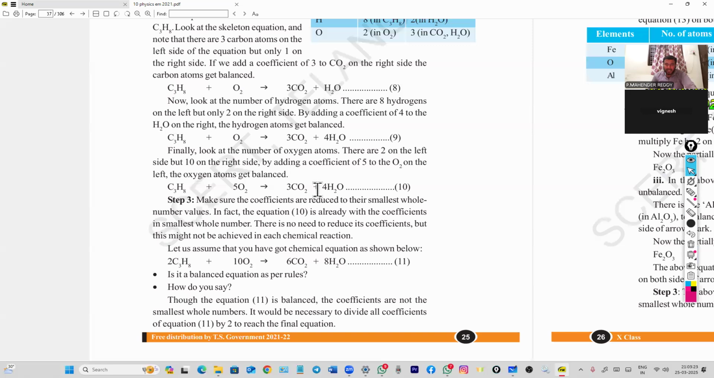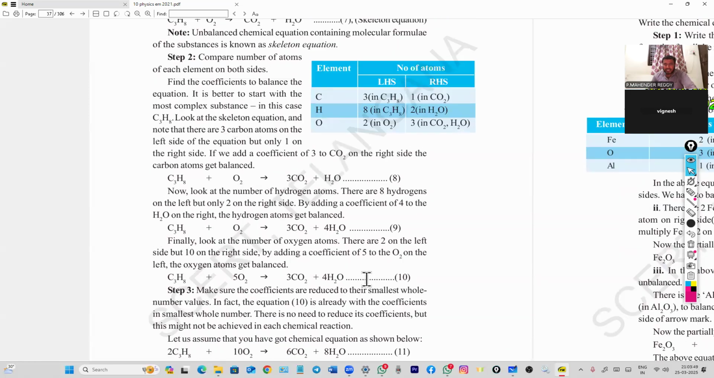Step 3, what happened? This is completely balanced. Now step 3: if I were multiplying this whole thing by 2, 2 into C3, 2 times 5 is 10, 2 times 3 is 6, 2 times 4 is 8. Make sure the coefficients are reduced to their smallest whole number values. In fact, the equation is already with the smallest coefficients. There is no need to reduce the coefficients. Okay, step 3 is over.